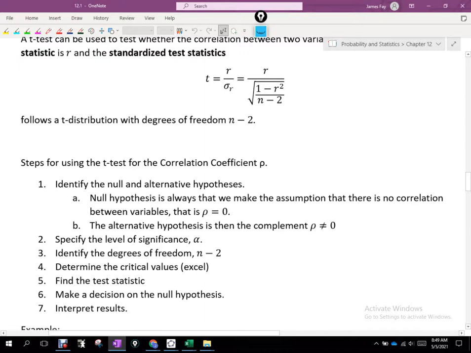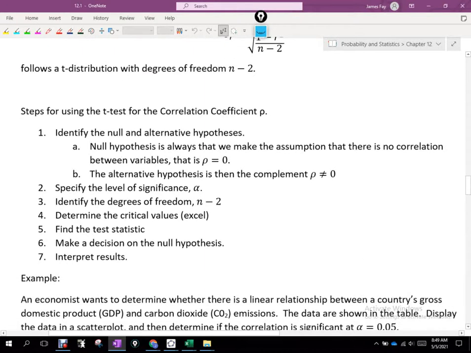To specify the level of significance, that's obviously going to be provided for us. Degrees of freedom will be n minus 2. We can determine the critical values using Excel, GeoGebra, Desmos, whatever you want to use, TI-83/84. We'll find the test statistic, make the decision on the null hypothesis, and interpret the results. If we want to use p-value techniques, we can do that as well.